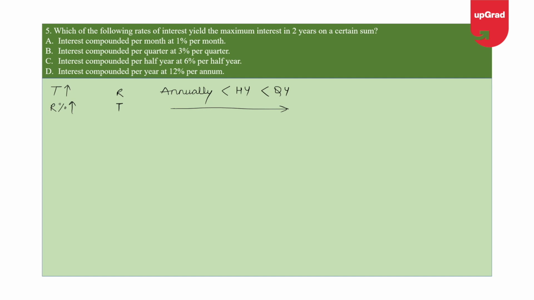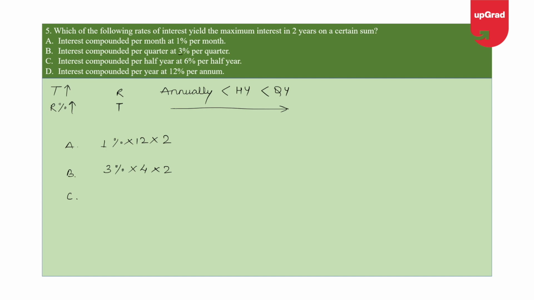Now let's see what is happening in this question. So the first option is interest compounded per month at 1% per month, which means it is 1% for a month. That means for 12 months, it will be like this. And for 2 years, it will be like this. This is my first situation. My second situation says it is 3% per quarter. And how many quarters are there? There are 4 quarters in a year. And for 2 years, this is the case.